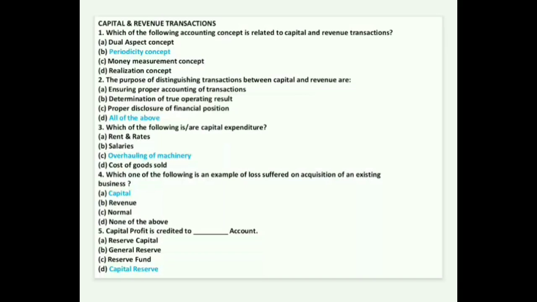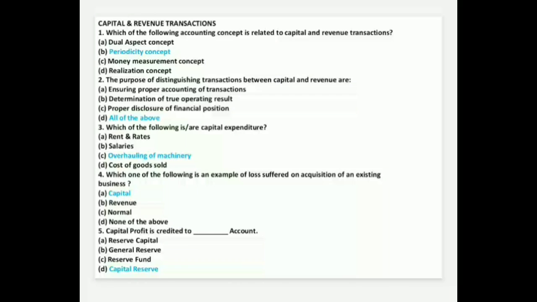Which of the following is a capital expenditure? The options are rates and rent, salaries, expenses, overhauling of machineries. Talking about machineries, obviously that is the correct answer. D, cost of goods sold: that relates to the selling price, so it doesn't matter. So obviously the third option, overhauling of machineries, is the correct answer.